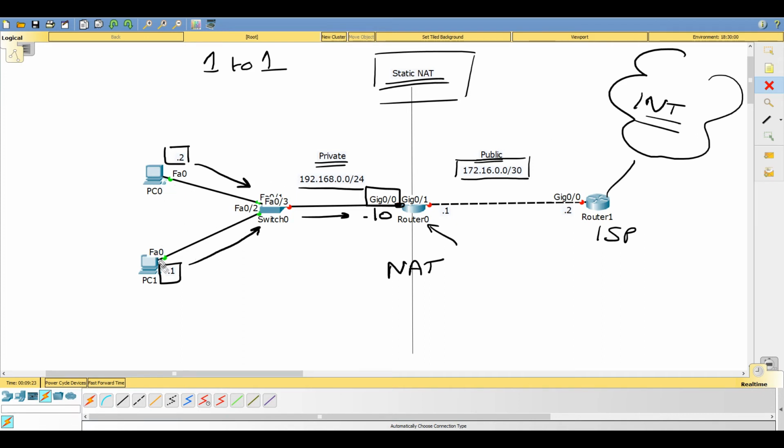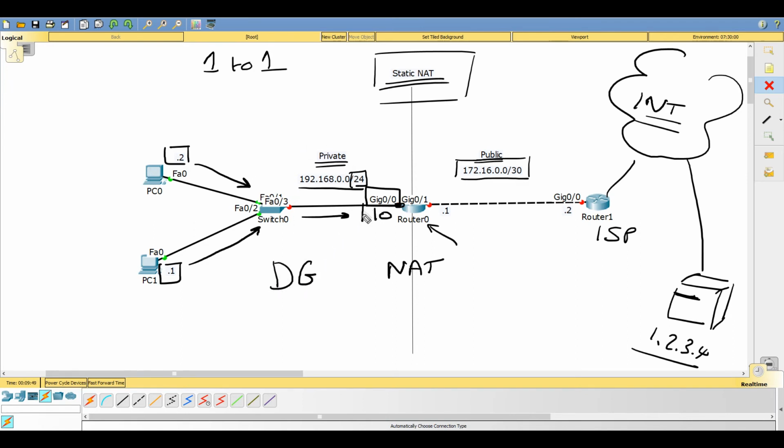What's going to happen is the PC will realize that it needs to speak to some sort of service out onto the internet, and therefore it will realize that the destination, let's say 1.2.3.4, is not on the local subnet, and it does that binary AND calculation to realize it's not in that /24 network, and because of that it sends it towards the default gateway, which in this case is that .10, which is the gig 0/0 of the router performing NAT.